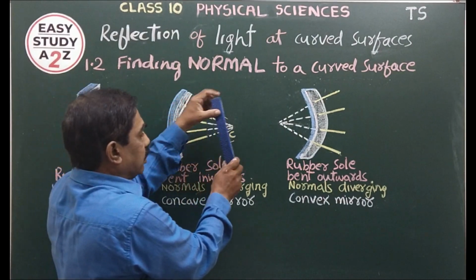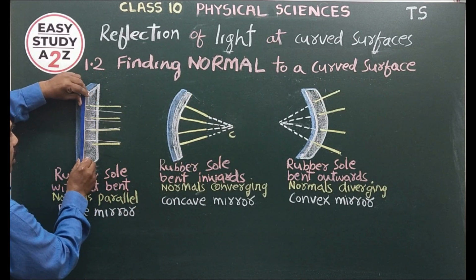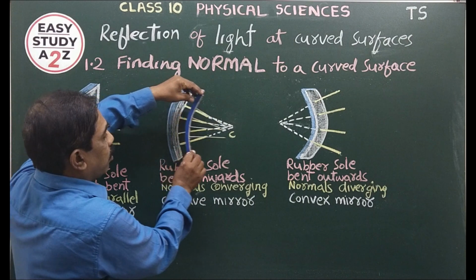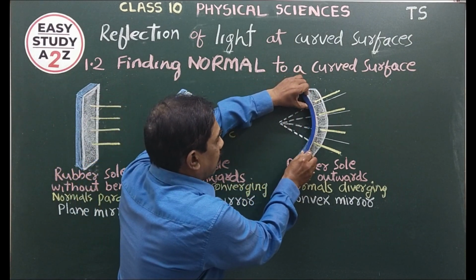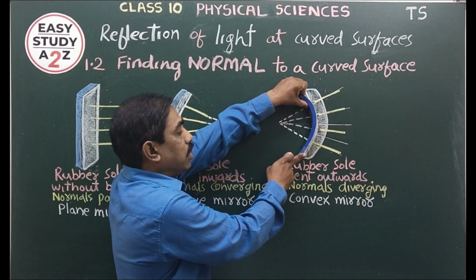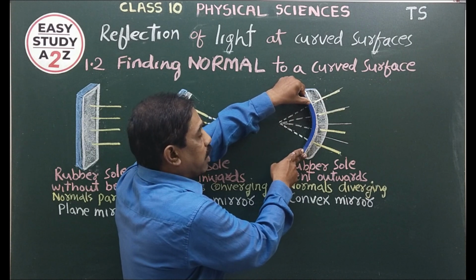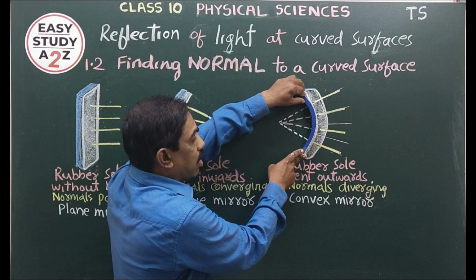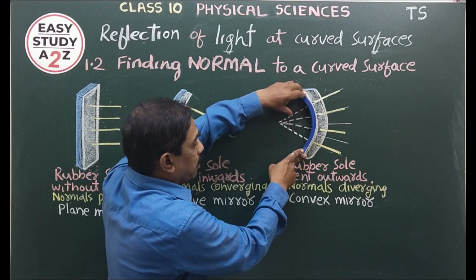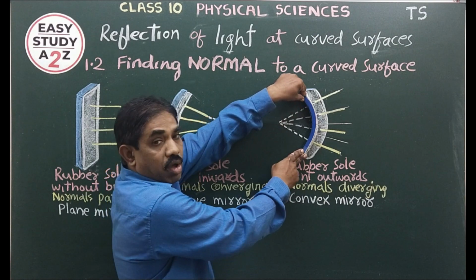Now the third case is, see here, the same thing. First I had taken it like this, then I bent it inwards. Now this same rubber sole is bent outwards. When the rubber sole is bent outwards, the normals are not straightforward, but they appear as if they are diverging, as if they are meeting at a point at the backside of the mirror. Now this is a case of convex mirror.